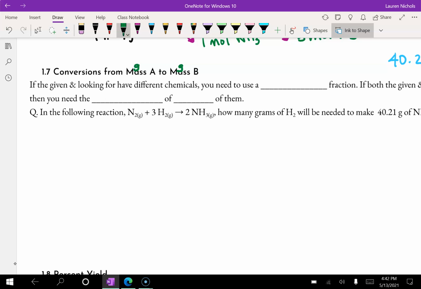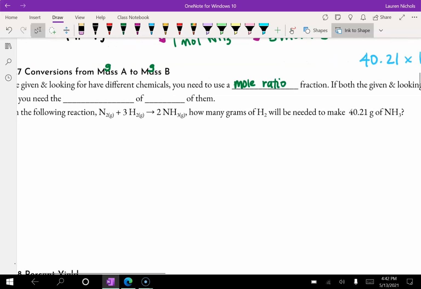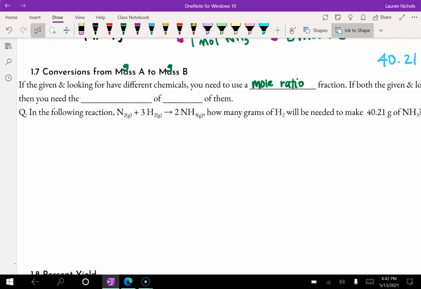If the given and looking for have different chemicals, remember, we know that we need to use a mole ratio fraction in our conversion chart or T-chart. And if both the given and the looking for have grams, then that also means that you're going to need the molar mass of not just one of them, but of both of them.